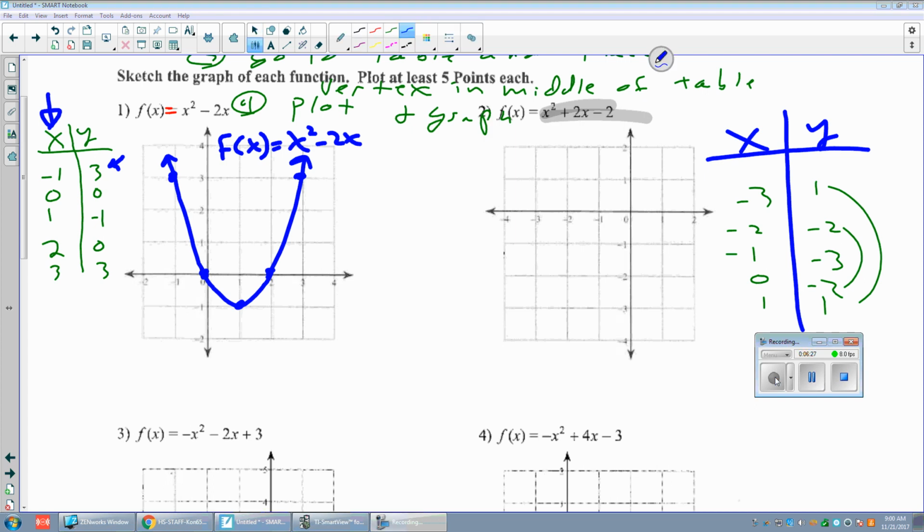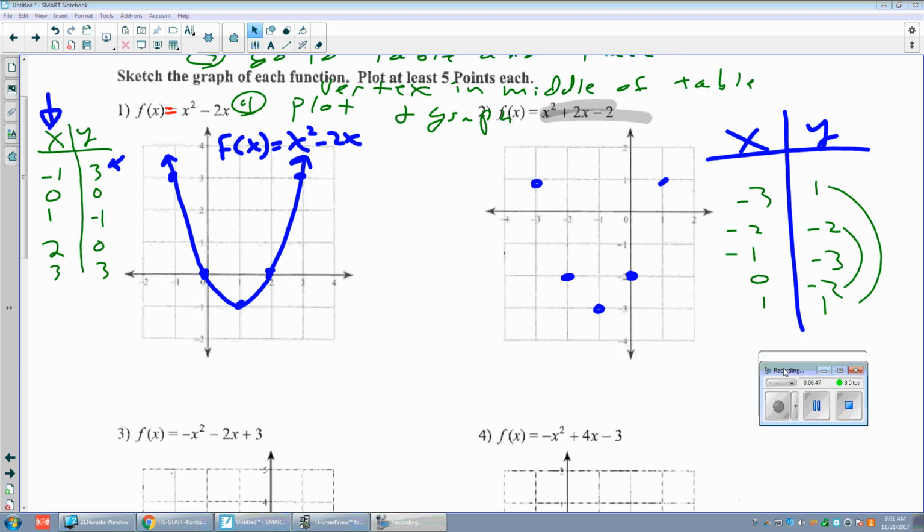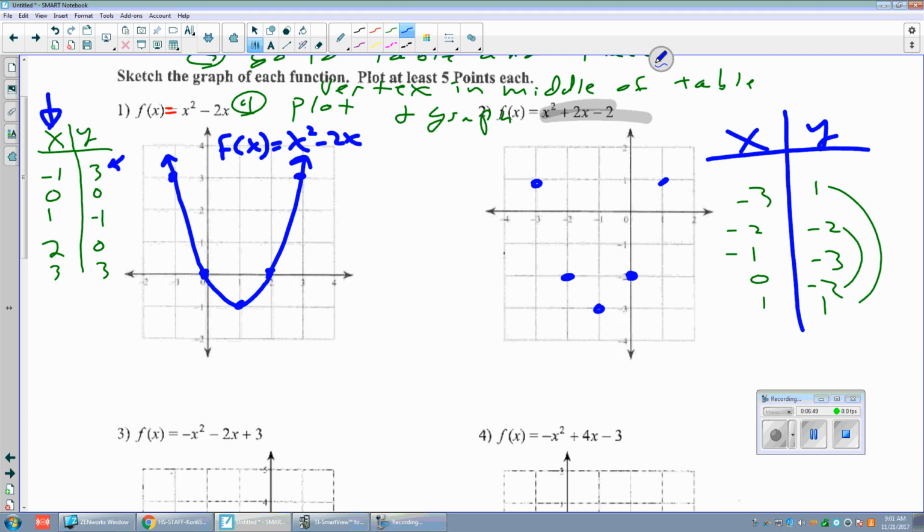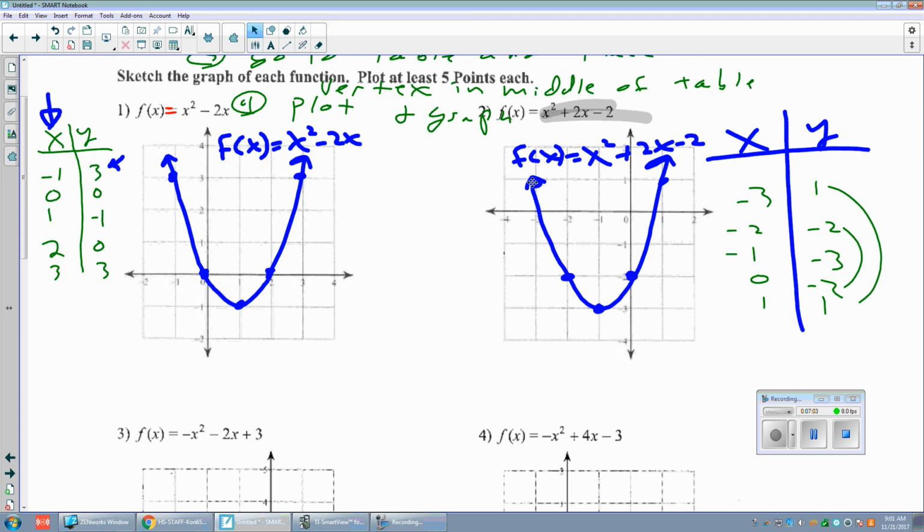Plot the points. Negative 3, 1. Negative 2, negative 2. Negative 1, negative 3. And then it turns 0, negative 2, and then 1, 1. Smooth on the bottom. It's a parabola, not an absolute value. And label it. F of x equals x squared plus 2x minus 2. Got it? Now you finish the front and back.